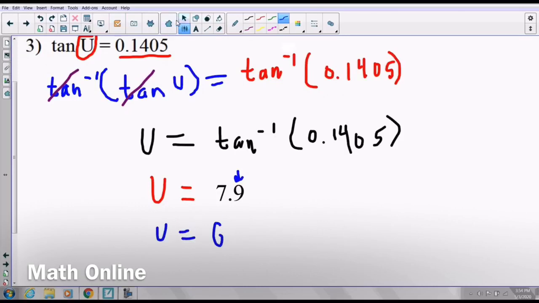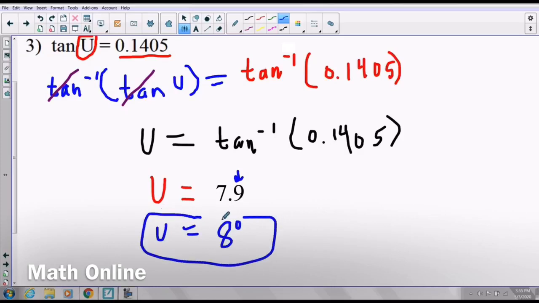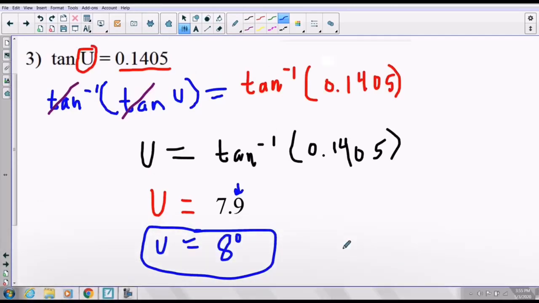Whoa, that's a horrible 8, guys. Let me erase that. All right, so that's equal to 8 degrees. That's a lot better. Not perfect, but a lot better. So the measure of angle U is equal to 8 degrees. Now that you know how to find the measure of any angle using a calculator, let's move on to the triangles. Okay, here we go.